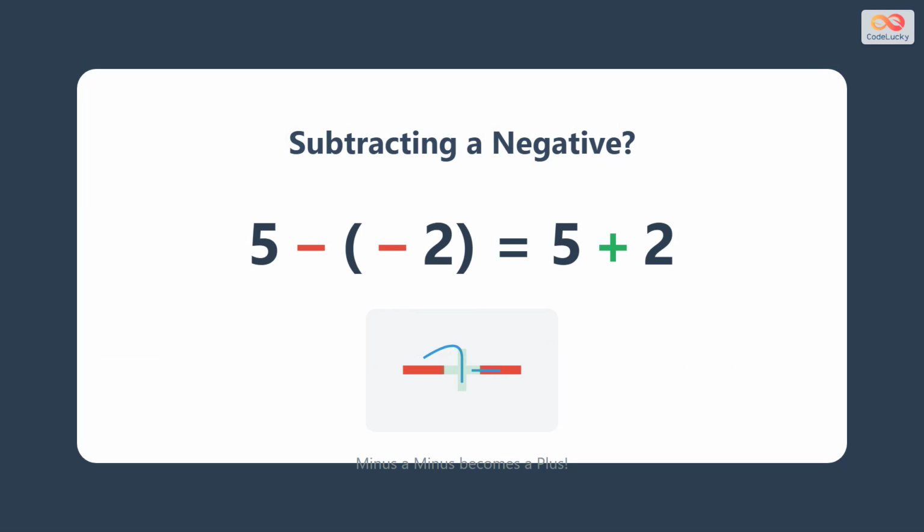What happens when we subtract a negative number? This is often the most confusing part, but if we follow our rule, it becomes simple. Subtracting a negative is the same as adding a positive. The two minus signs combine to form a plus sign.